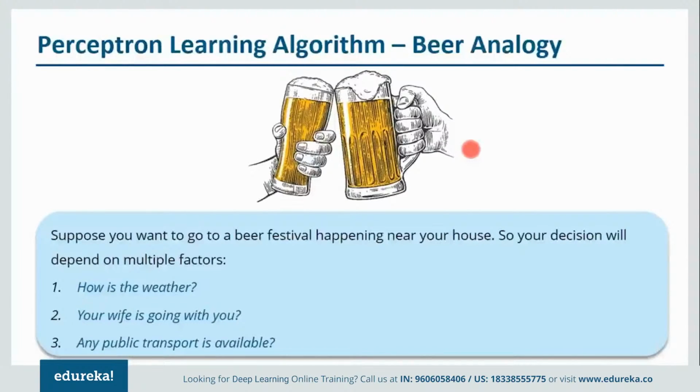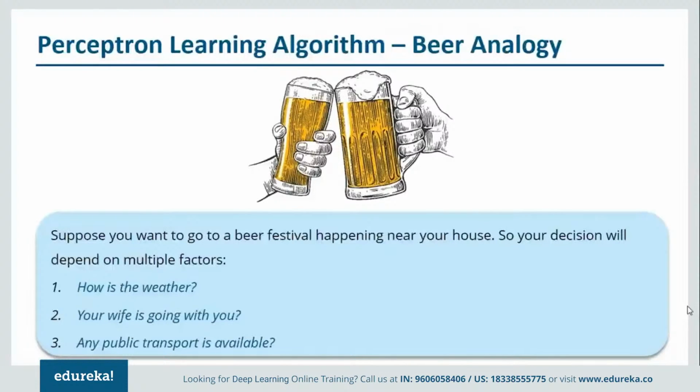There's a beer festival happening near your house and you badly want to go there. But your decision depends on three factors. First is how is the weather, whether it is good or bad. Second is whether your wife or husband is going with you or not. And the third one is whether any public transport is available. On these three factors, your decision will depend whether you will go or not. So we'll consider these three factors as inputs to our perceptron, and we'll consider our decision of going or not going to the beer festival as our output. So let us move forward with that.